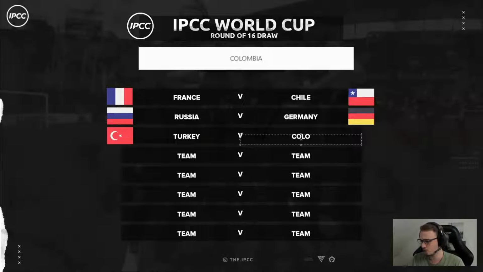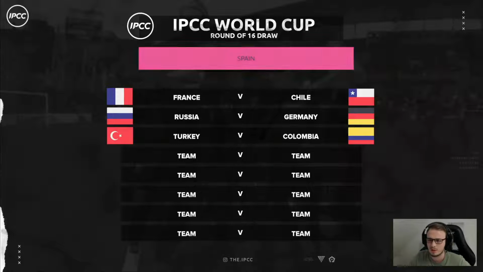Colombia reached 8 points in a group with France and England. They got 2 wins, 2 draws, and 2 losses. For example, they won against France last Sunday. So a strong-sided team. And now we will see who's the opponent of the first place team. Let's take a look.